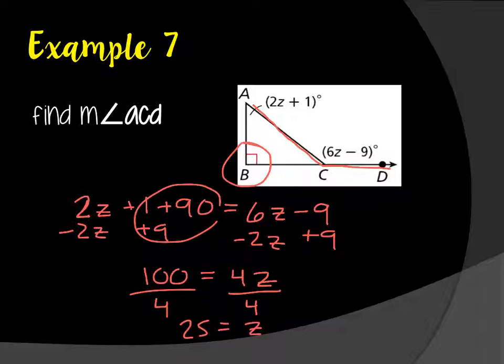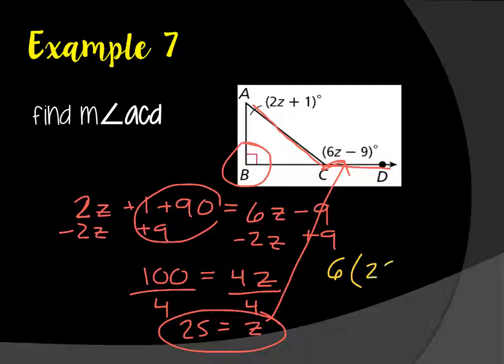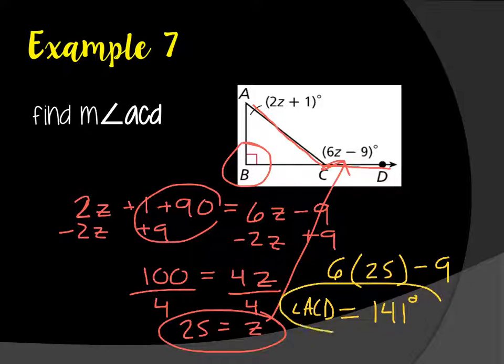So now what do we do with this 25? Plug it in. What do we plug it into? 6z minus 9. So we have 6 times 25 minus 9. What do we get? 6 times 25 is 150 minus 9, 141 degrees. So angle ACD is 141 degrees.